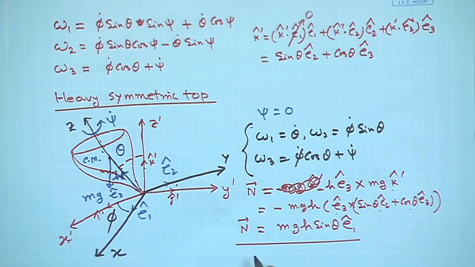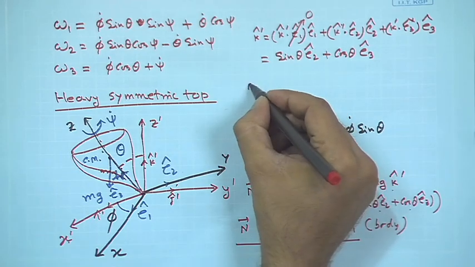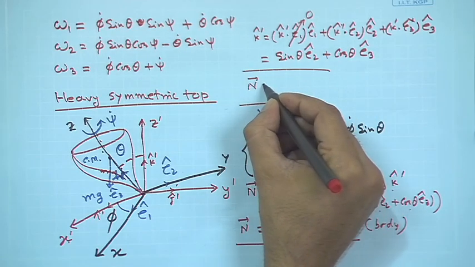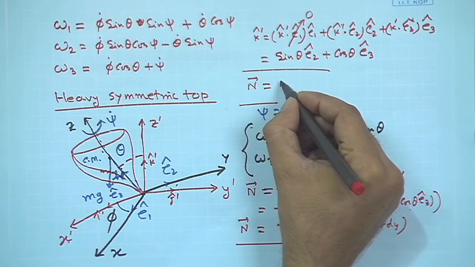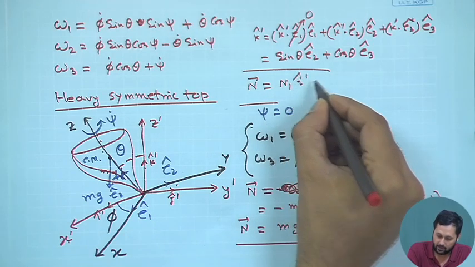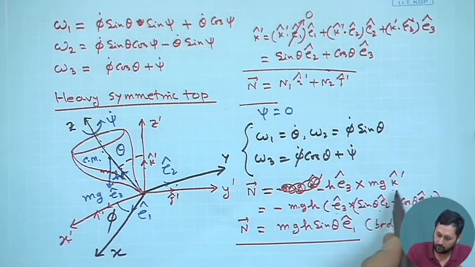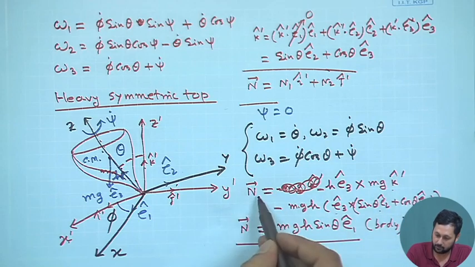Now, in the body set of axis. Now, in the space set of axis, n can have a general form of n1 i capped plus n2 j capped, because the k capped comes in the expression of n itself.